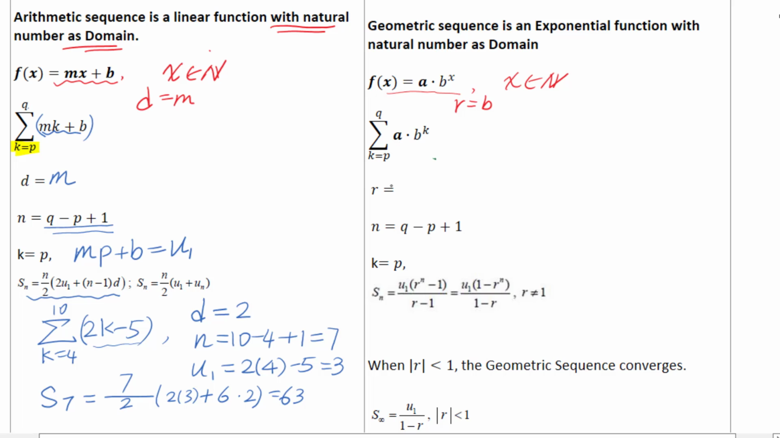For a geometric sequence, take the sum of a times b to the kth power as k goes from p to q. p is the starting ordinal number. The common ratio will be the base b. The number of terms will be q minus p plus 1. When k equals the starting ordinal number p, then a times b to the pth power will be the first term. You can use this formula to figure out this sum.